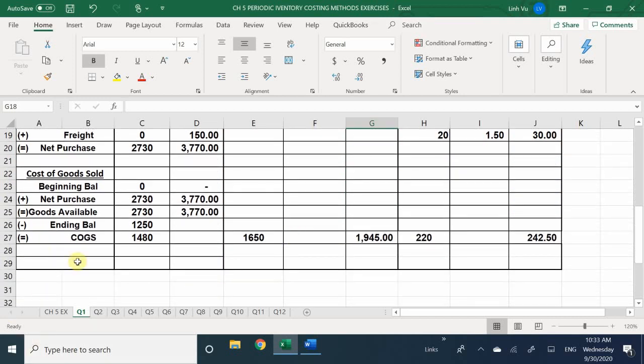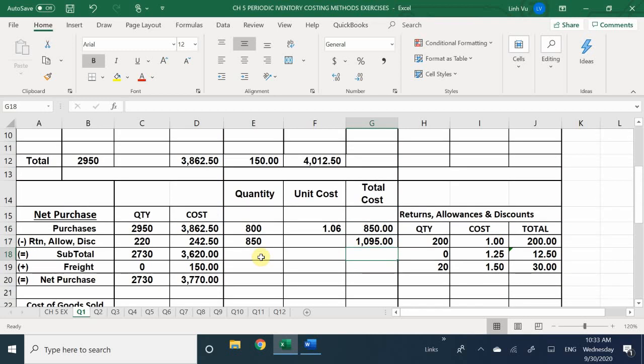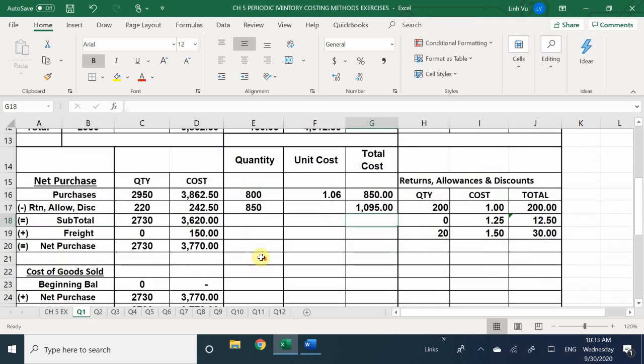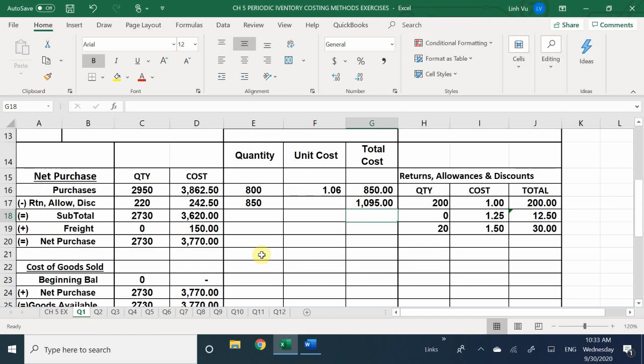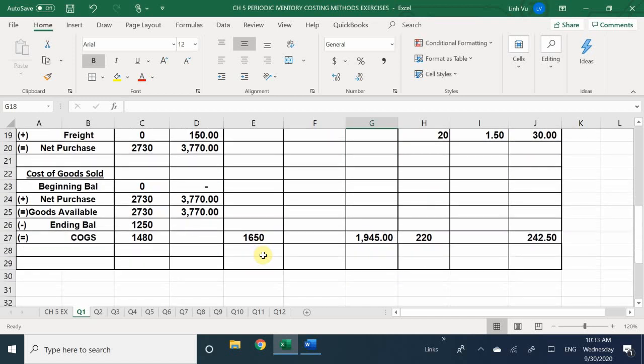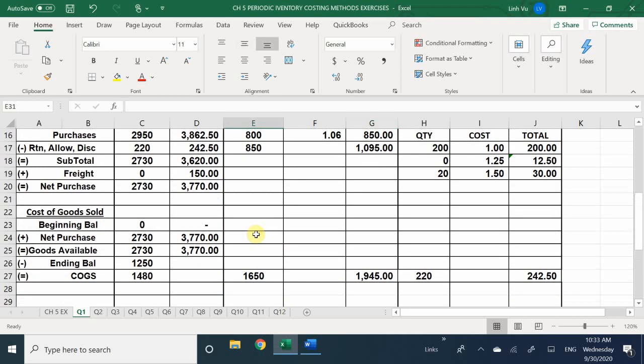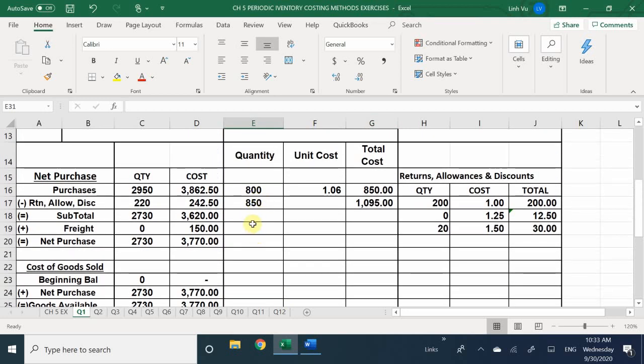Uh-oh, we sold too many. We're supposed to reach our goal of 480, and here I've gone too far. I've gone 1650. So I need to go ahead and take some of those items out. But how am I going to do that? How many more items do I actually need to get in order to get to 1480? So here, this is where you can do your little calculation on the side.